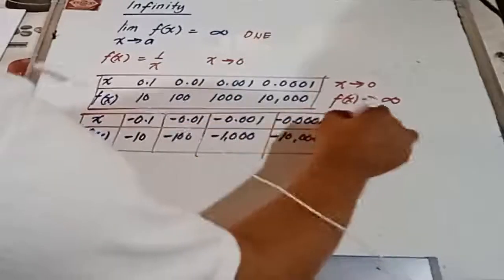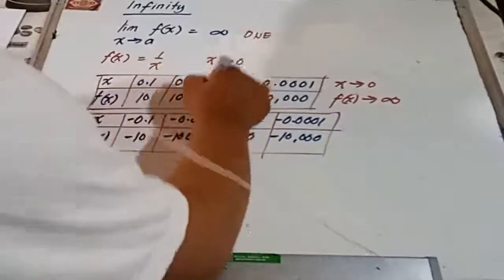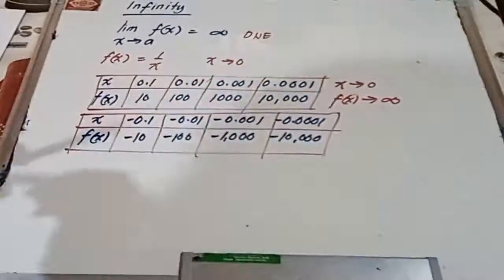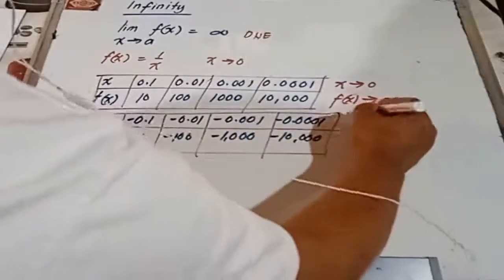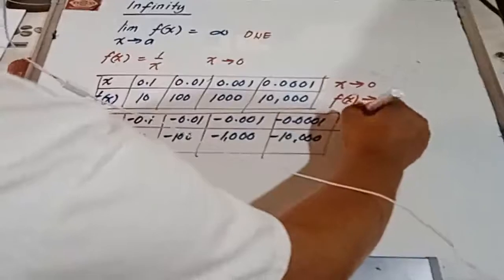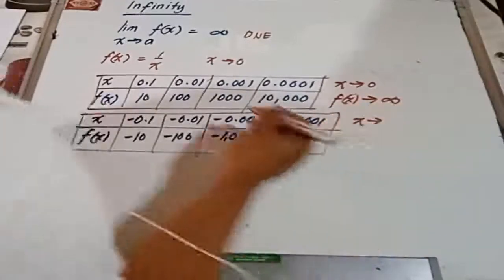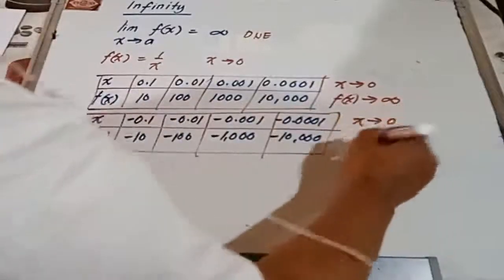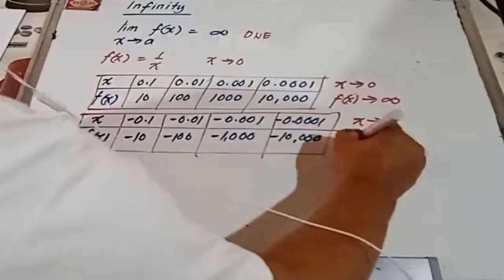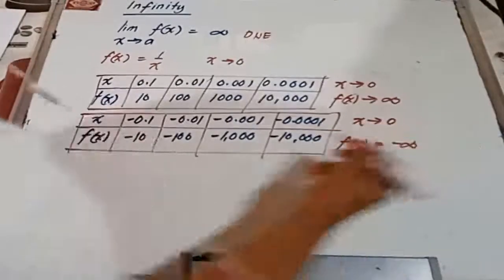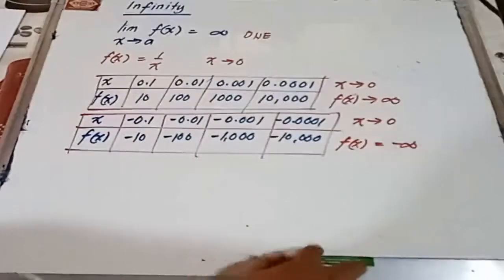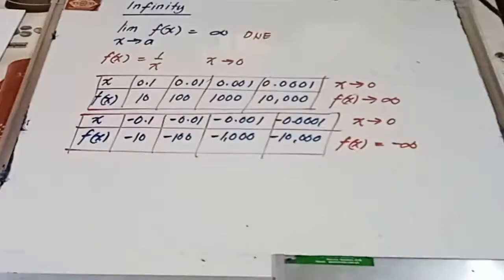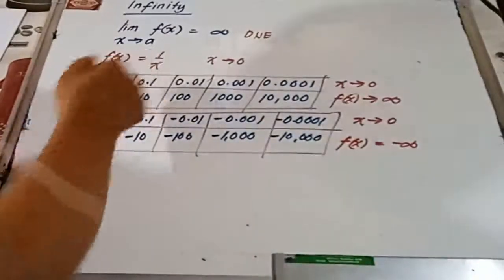Ayan. So, ano mapapansin natin? Dito sa isang table, as x is approaching 0, coming from the left, f of x is still approaching negative infinity. Okay. So, ibig sabihin nito, na yung graph ng function natin, there is discontinuity when x equals 0. Kasi magiging infinite yung ating result.